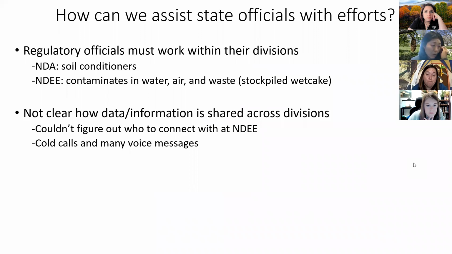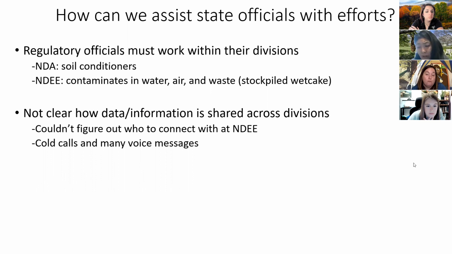When we finally got a hold of state agencies and officers, it was quite a confusing process, because the regulatory officials must work within their own divisions. So even though I was communicating with one person, it didn't mean that everybody was aware of what was happening. I had to reach out to NDA. They were specifically working on those soil conditioners or the applications to the farmlands. They suggested I connect with NDE, who was working on contaminants in the water, the air, and the waste.